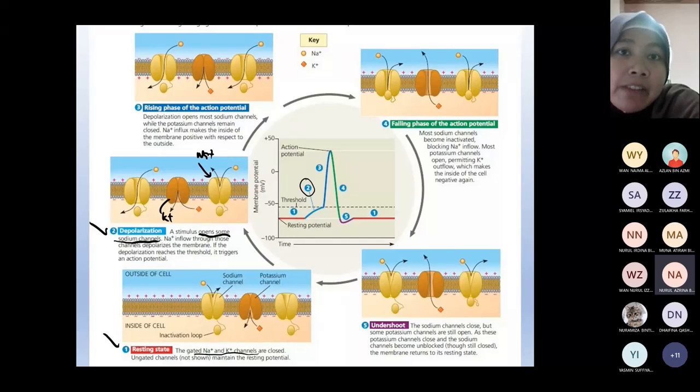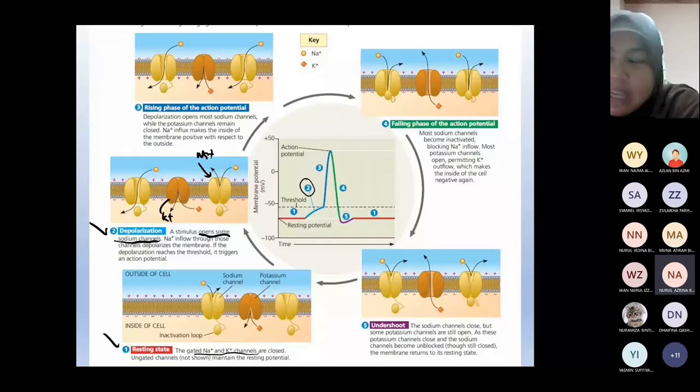So sodium ions inflow. Another word: despite influx, you can also use the word inflow, or diffuse in. Sodium ions inflow through the channel and depolarize the membrane. If the depolarization reaches the threshold, then it will trigger the action potential. Next is stage number 3. Depolarization keeps continuing, the rising phase. Now we are referring to the rising phase, stage number 3.